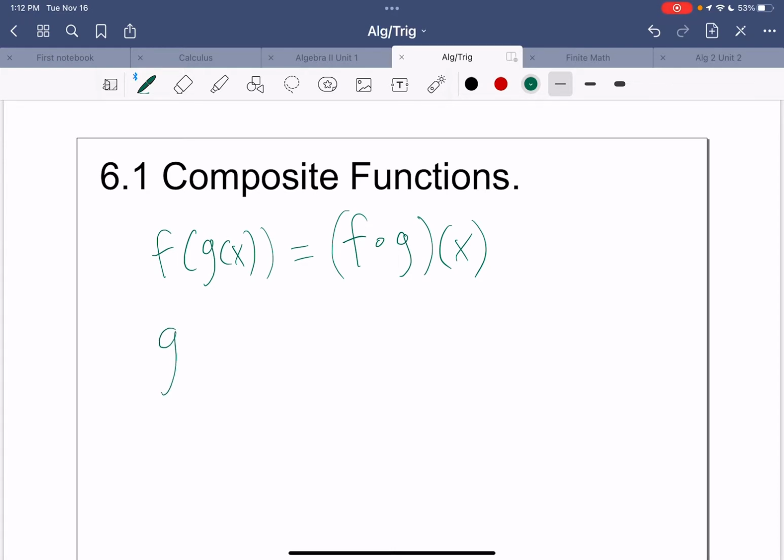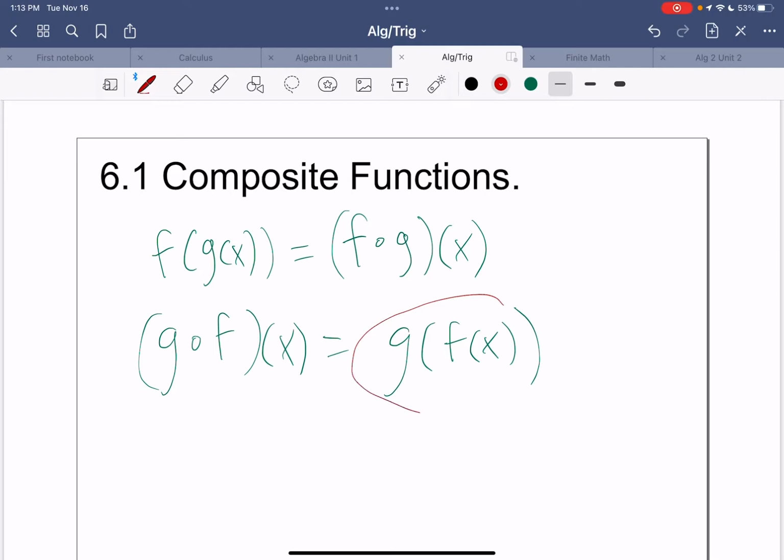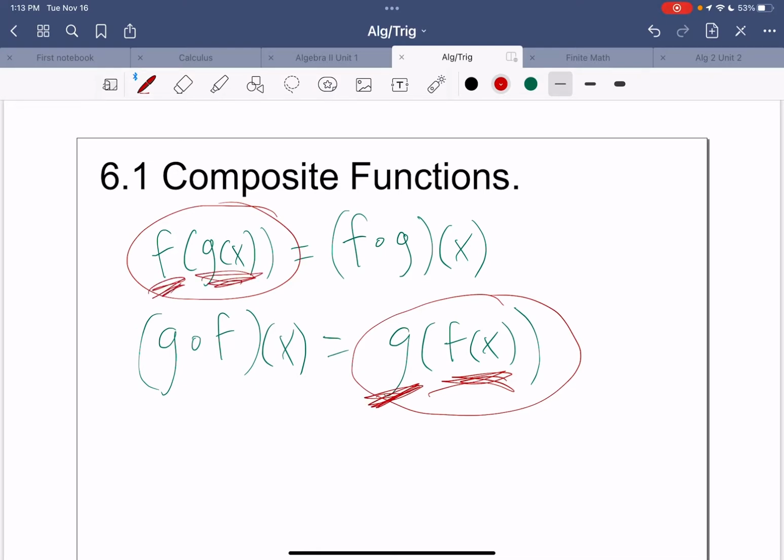Also, G with a little circle F of X would be G of F of X. Now, I prefer, and I think it's easier to understand if it's written those two ways, because you can see that right here, the F function is going inside the G function, and here the G function is going inside the F function. The fog and the Goff notation, you'll see it written different places. I think it's not as easy to understand. So I'm going to go with the two things I highlighted there in red.